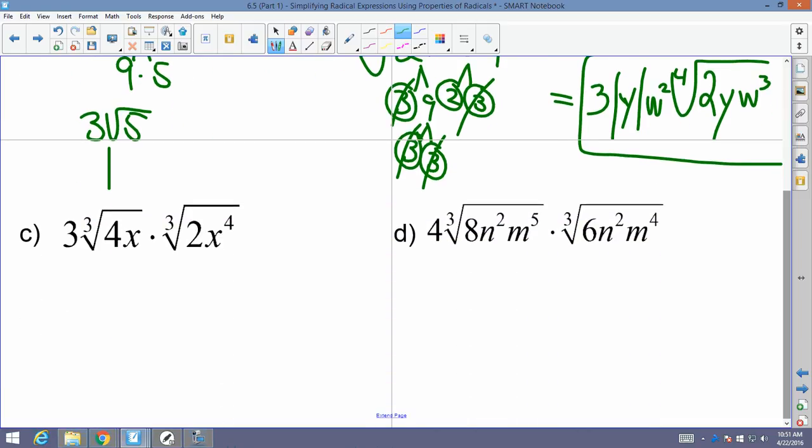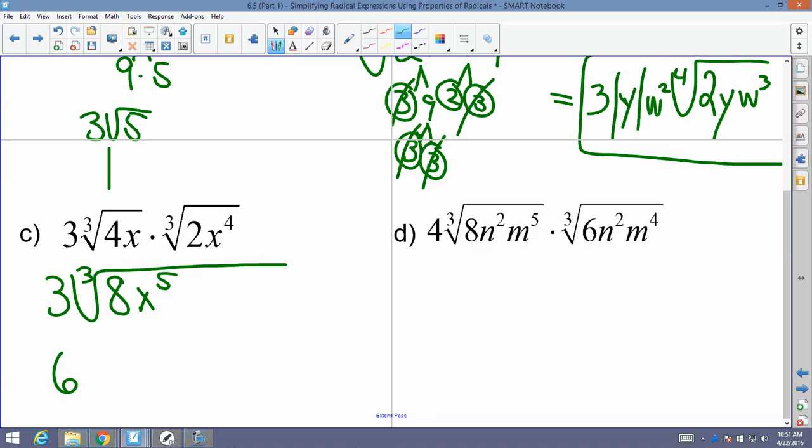Okay, let's continue. Here I got 3 cube root of 8x to the 5th. So what's the cube root of 8? 2. So 3 times 2 is 6. x to the 1, you can take out 1 x, not just an x, and then I have a cube root of x squared left over.